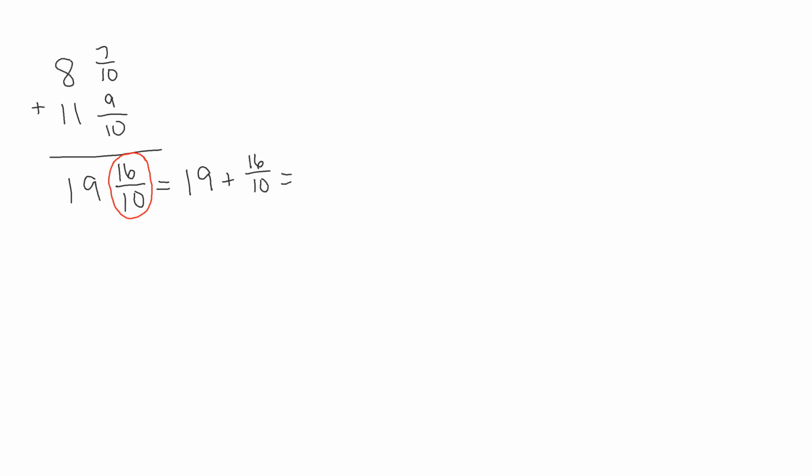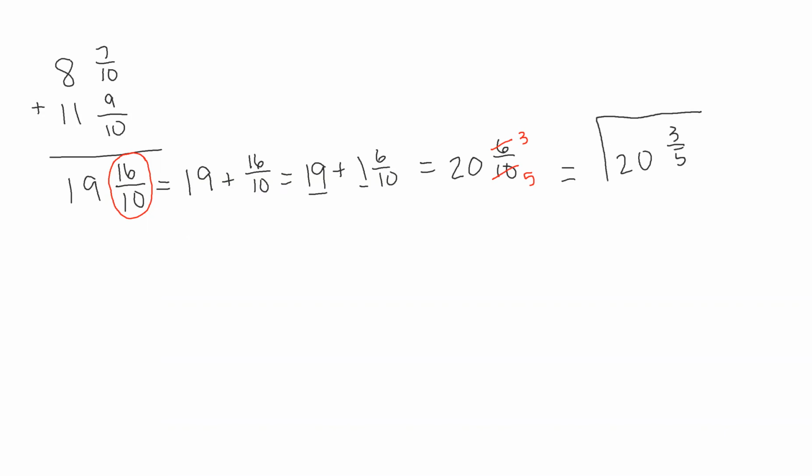Okay? So that's going to be 19 plus, well, 10 will go into 16 one whole time with 6 out of 10 left over. So now I add the 19 and the 1. I get 20 6/10. And then I need to double check and make sure 6/10 gets reduced. 6 and 10 have a 2 in common. 6 divided by 2 is 3. 10 divided by 2 is 5. So my final answer is 20 3/5.